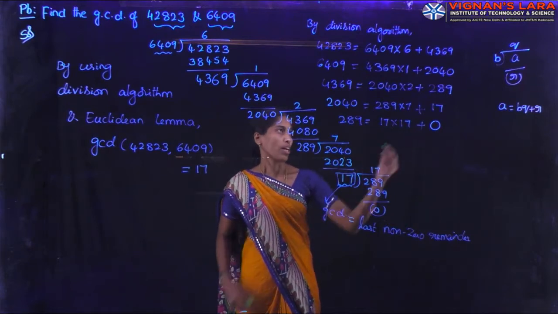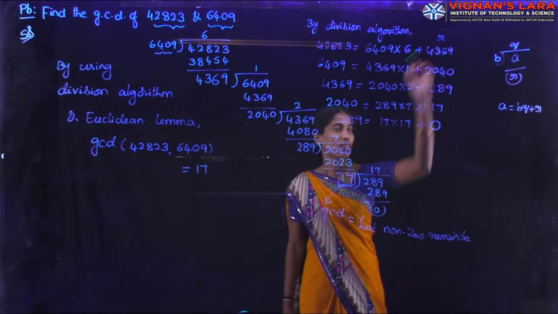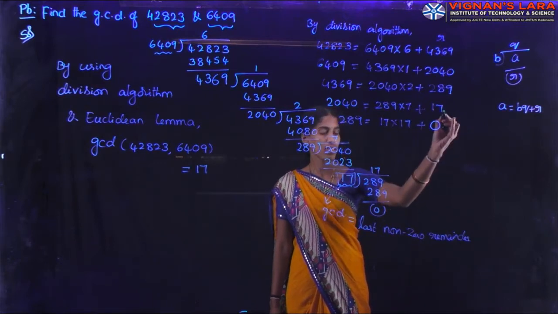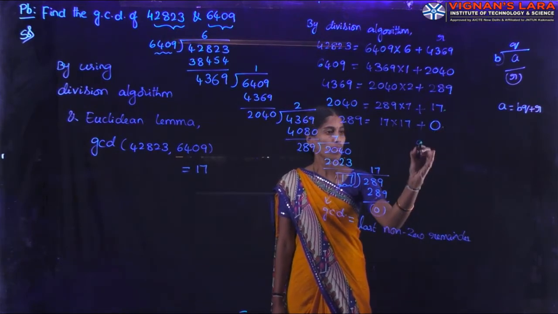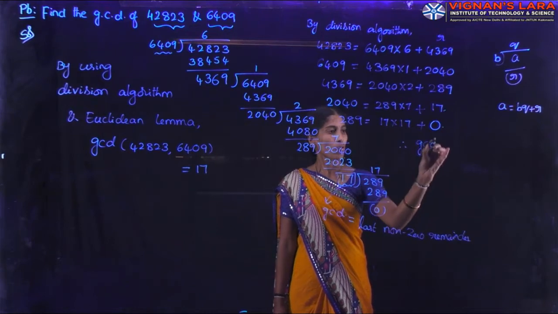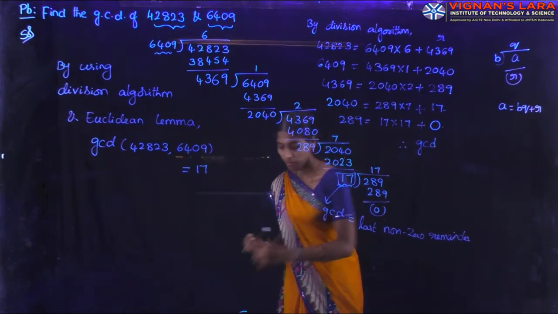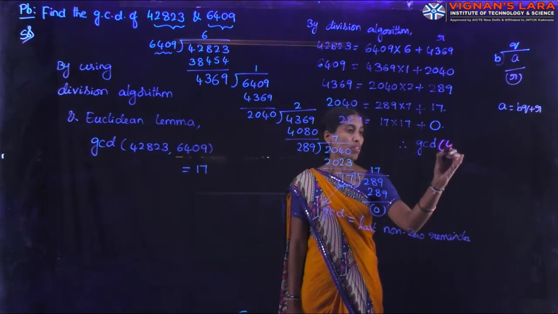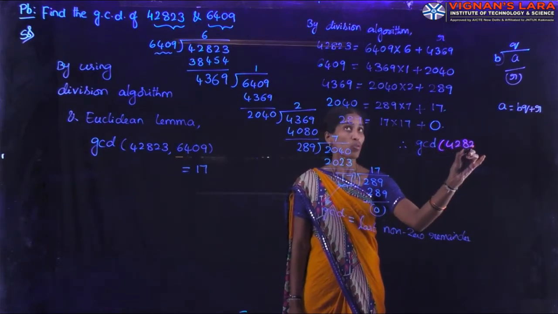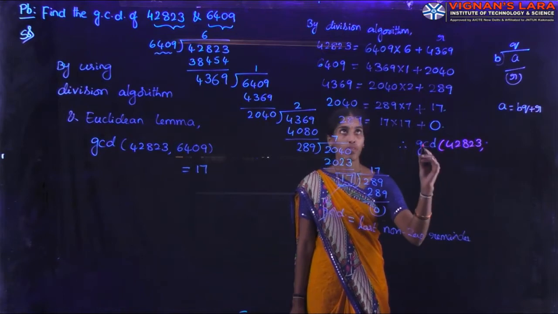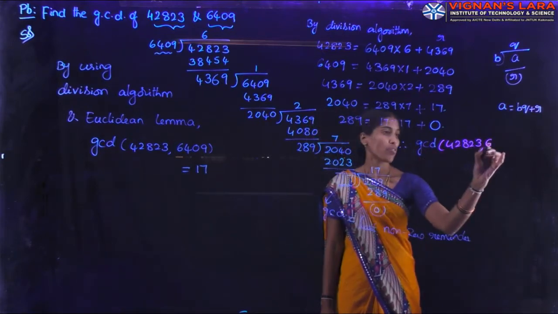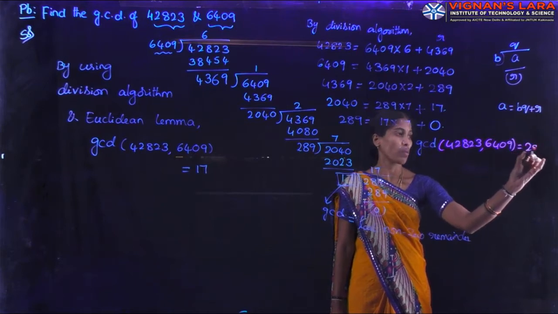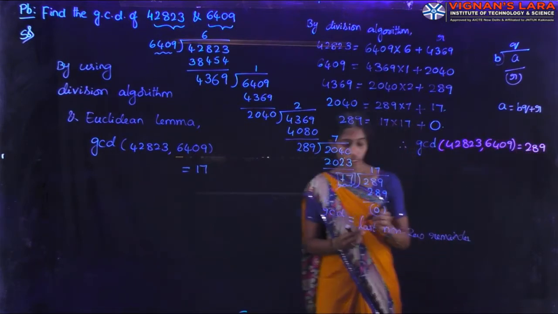Using the division algorithm, all these are remainders. So the last non-zero, this is the zero remainder. The last non-zero remainder is 17. Therefore, here also we can write GCD of 42,823 and 6,409 is equal to, what is the last non-zero remainder? 289.